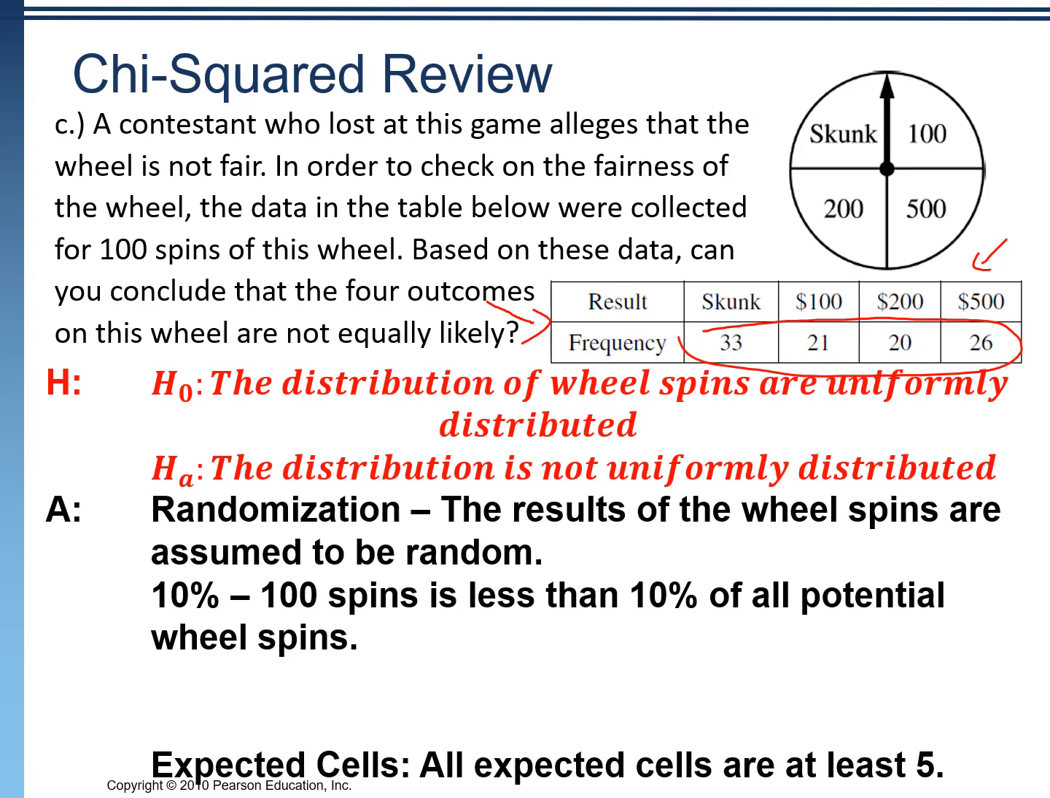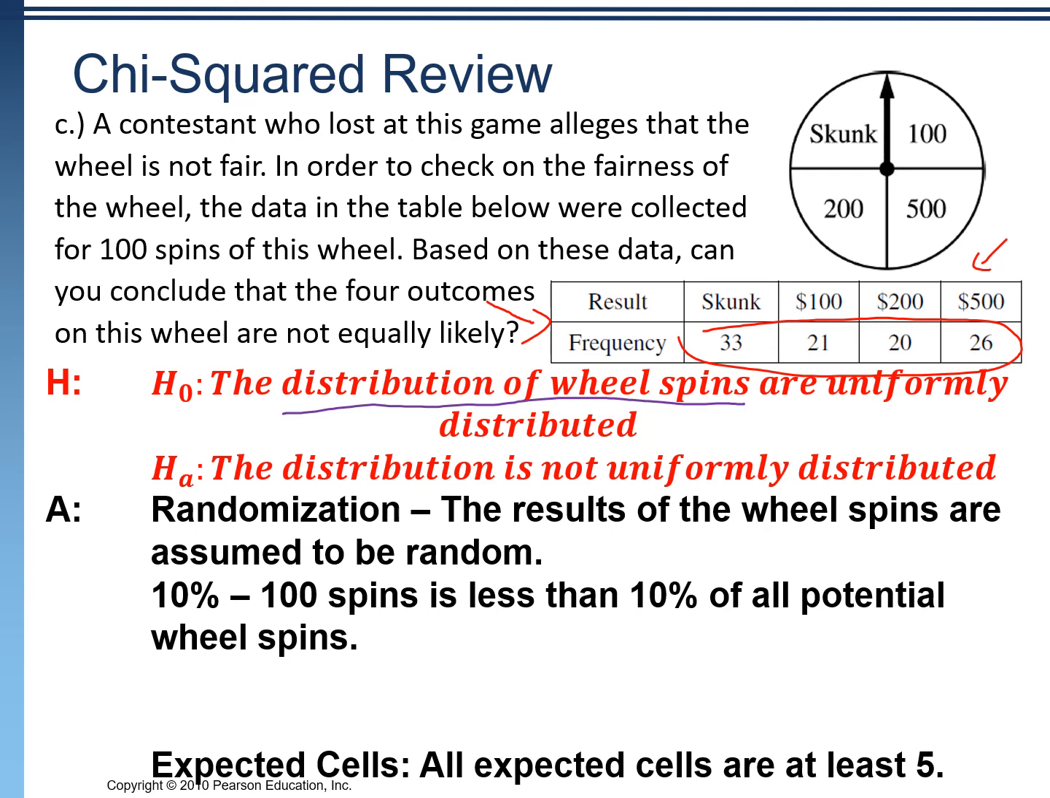So our null hypothesis is that the distribution of wheel spins are uniformly distributed. Notice that I'm not saying the wheel spins in the table or the distribution of 100 wheel spins. I'm talking about all wheel spins. This is about the population, not the sample. The alternative is that the distribution is not uniformly distributed. One or more of these are going to come up in proportions that are larger or smaller than the others.